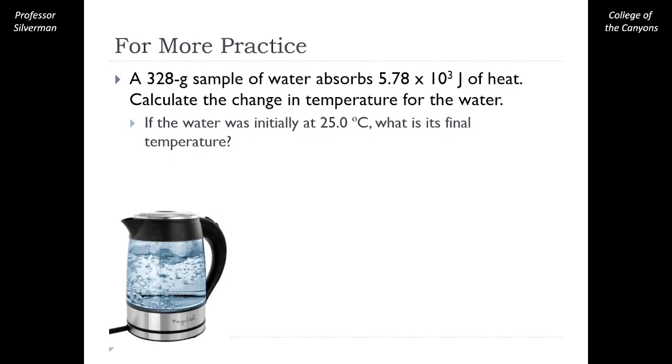We have an example here. 328 grams of water absorbs 5.78 times 10 to the third joules worth of heat. Can we calculate the change in temperature? This is a heat question, so let's use our heat equation. We can think about which values we know. We are absorbing this much heat. That is going to be our Q, heat.